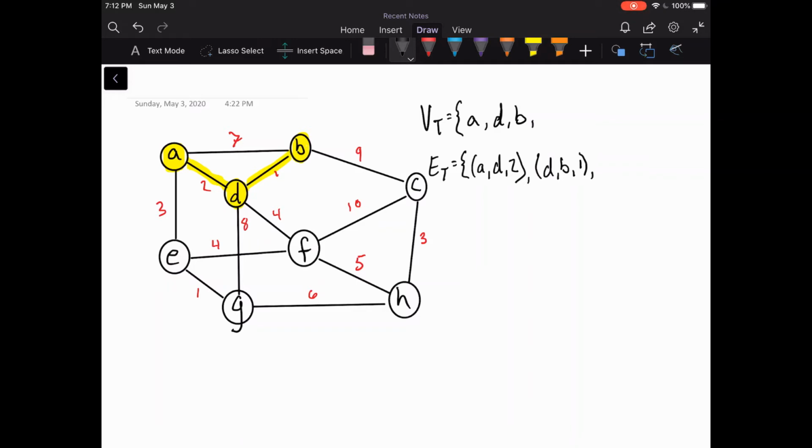So our next smallest one is in fact A to E with a cost of 3. So we will go ahead and highlight that edge and select that vertex. Add both of those to our solution set as so.